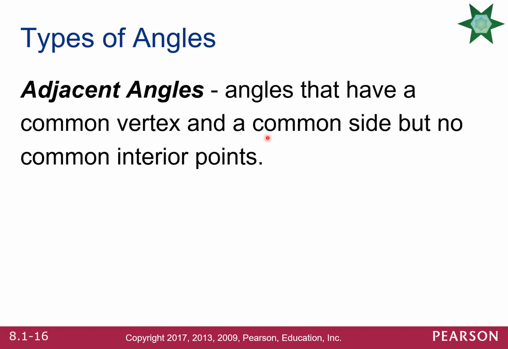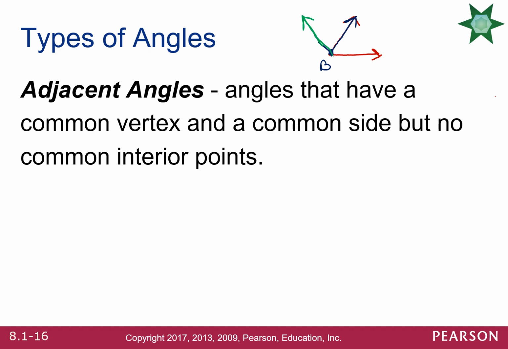What are adjacent angles? They are angles that have a common vertex and a common side but no common interior point. So let me draw a figure to show that. Let's say we have the initial side here and a terminal side here, and they have a common vertex. The vertex is the point where the two rays meet. This is a vertex. Now, if there is another angle like this, let's use a different color this time.